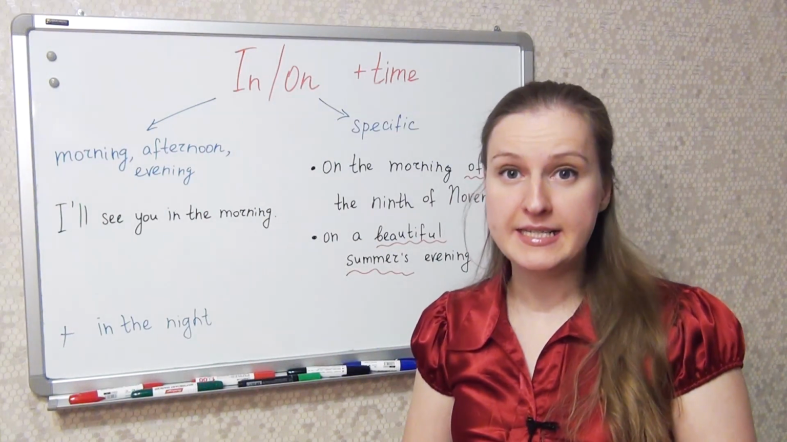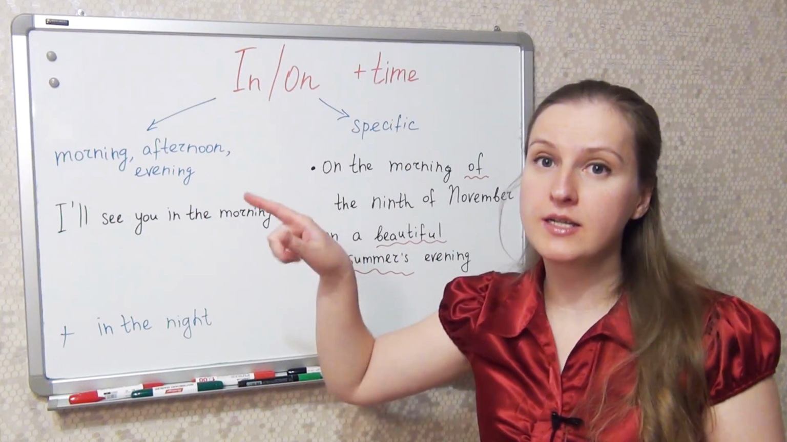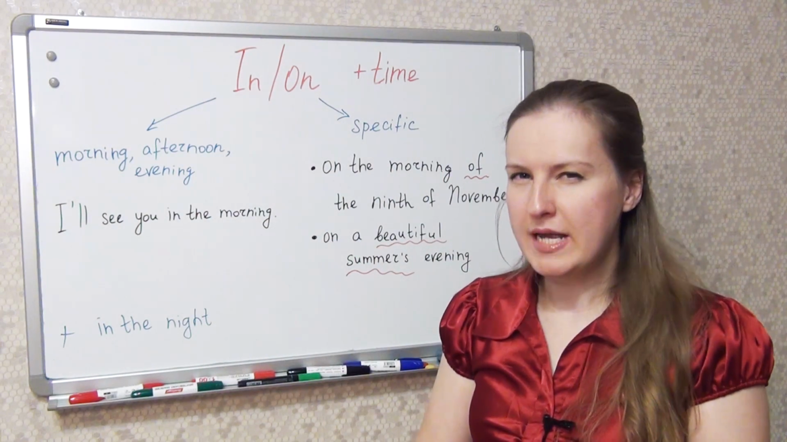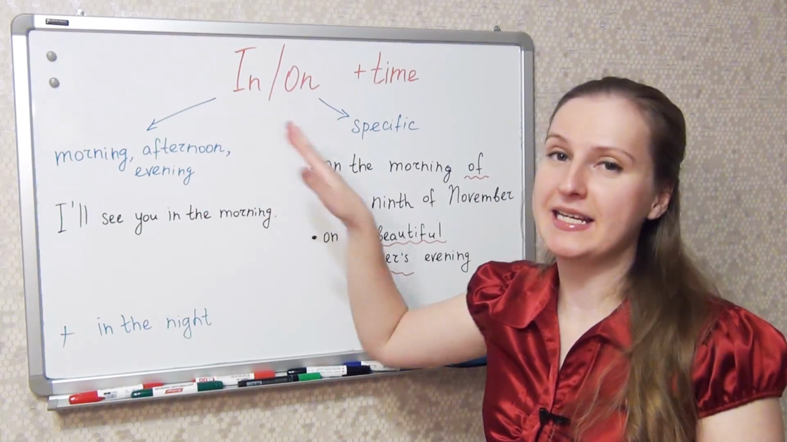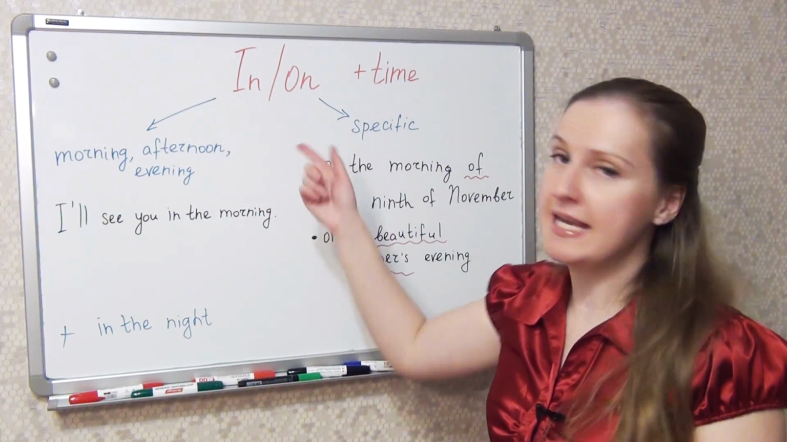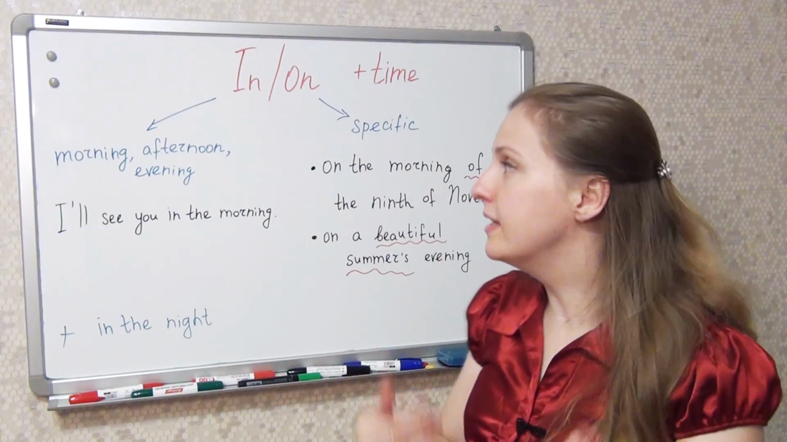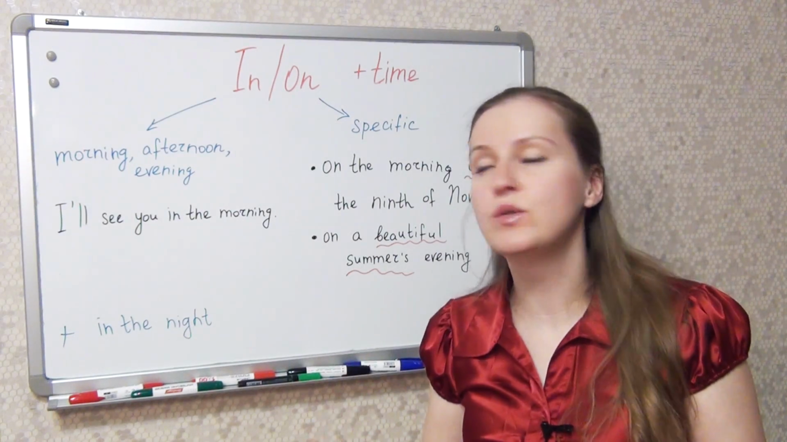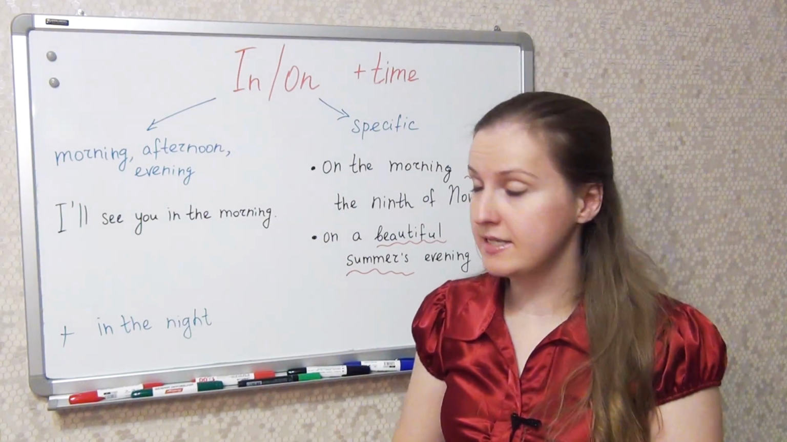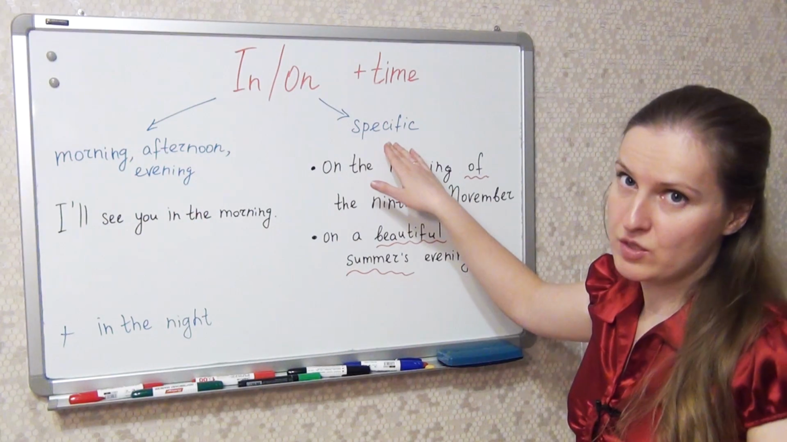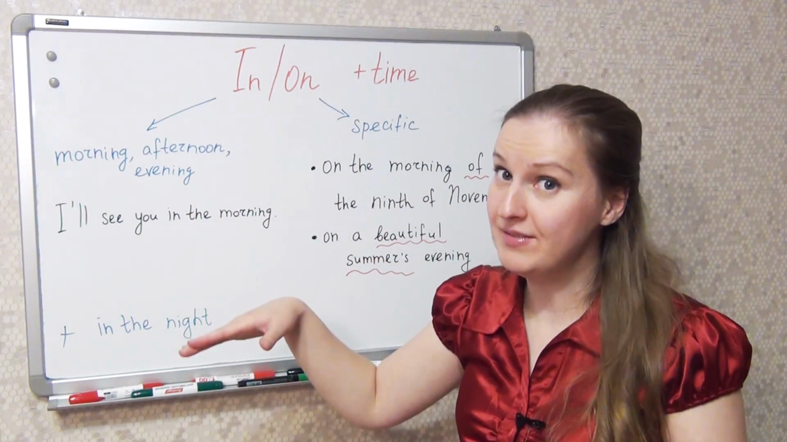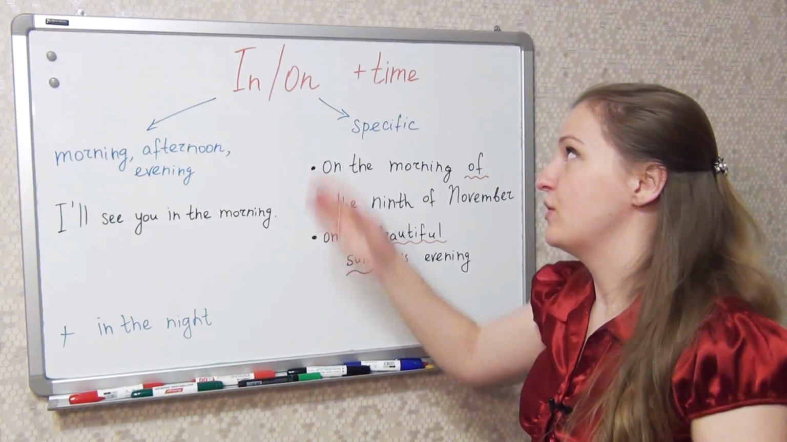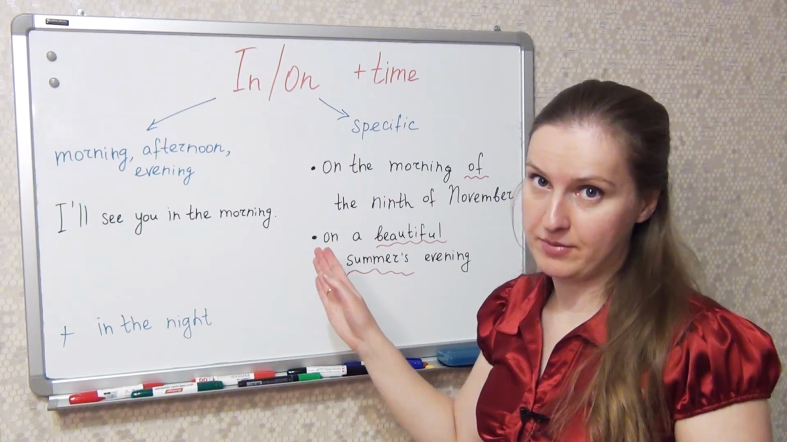And finally, let's compare in and on separately. When we deal with mornings, afternoons, and evenings, we use in most of the time. In the morning, in the afternoon, in the evening. But when we talk about some specific morning, afternoon, or evening, we are supposed to use on. Two examples here.